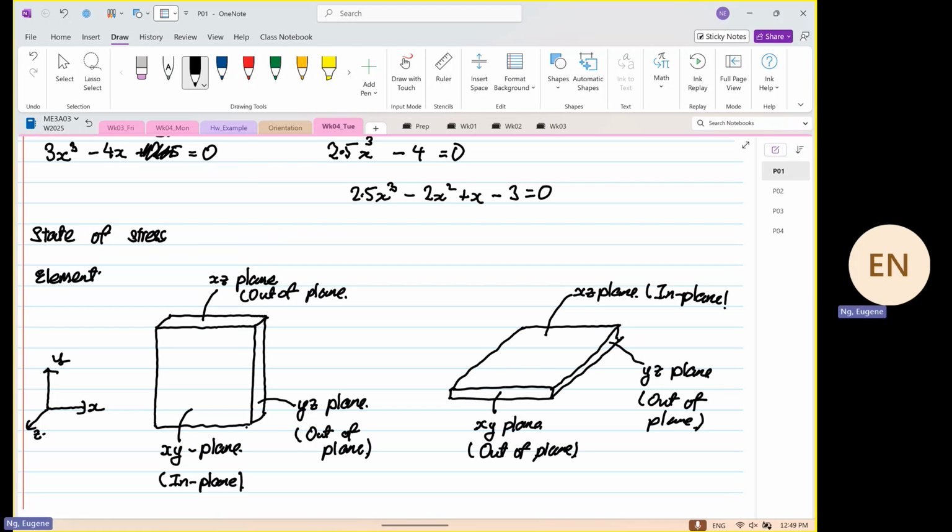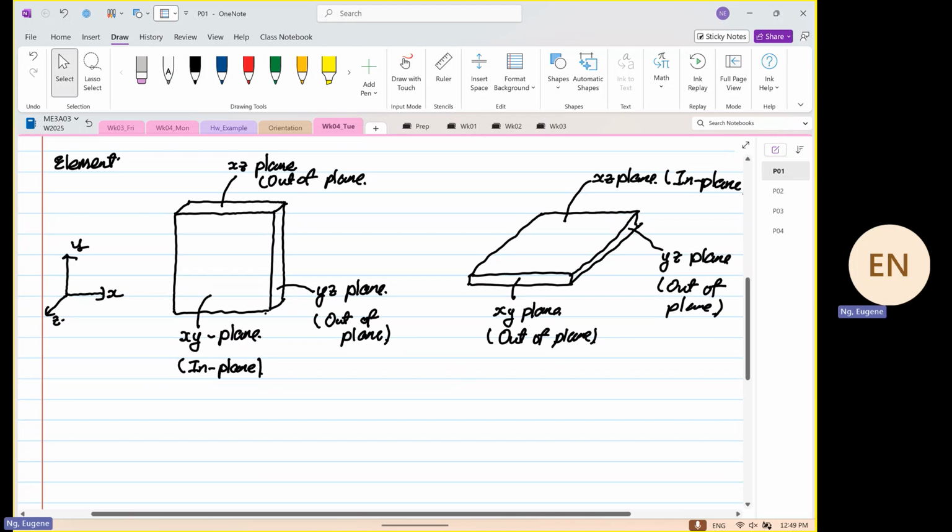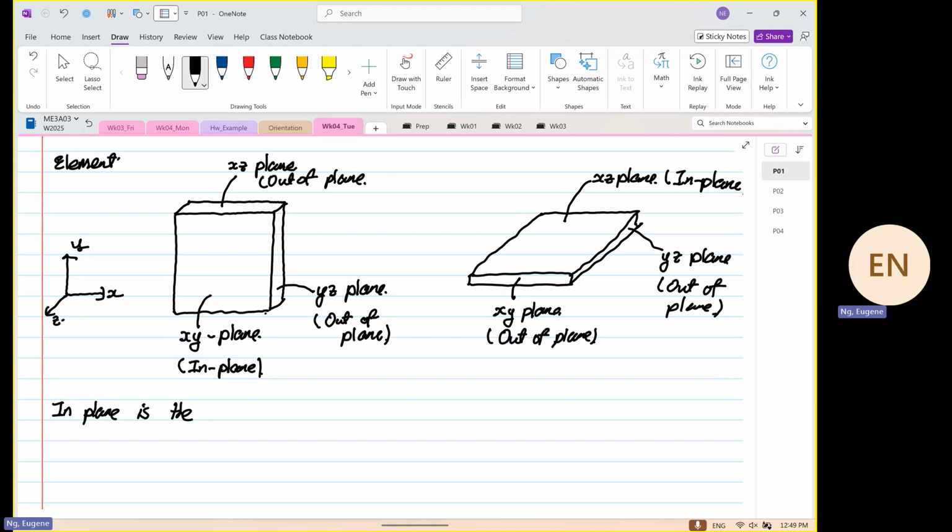Well done. Think simple. Okay, so the in plane is the surface with the largest area. No more and no less. Okay.